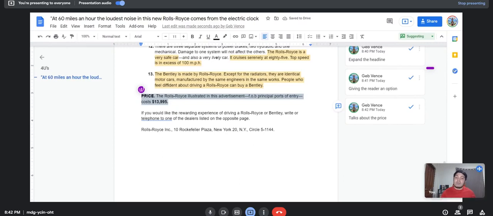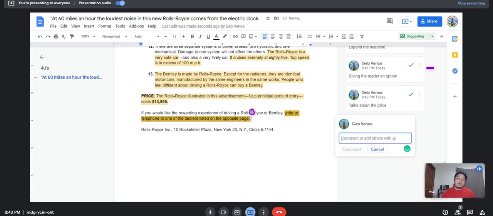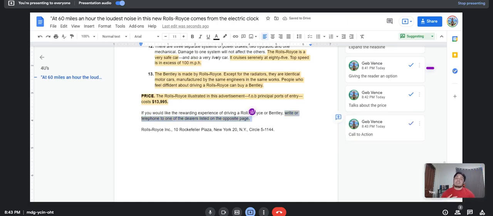So if you'd like the rewarding experience of driving a Rolls Royce or Bentley, write or telephone to one of the dealers listed on the opposite page. So yeah. So now binigyan ka ng option. Hindi lang Rolls Royce yung pwede mo. You also have Bentley. And we have the last one as well, which is what we call the call to action. So remember guys, whenever you're writing copy, there should always be an action at the bottom. Hindi mawawala yan ever. Because it all talks about selling. And copywriting is just a persuasive way to sell your product or your services. So by the end talaga, you have that call to action.